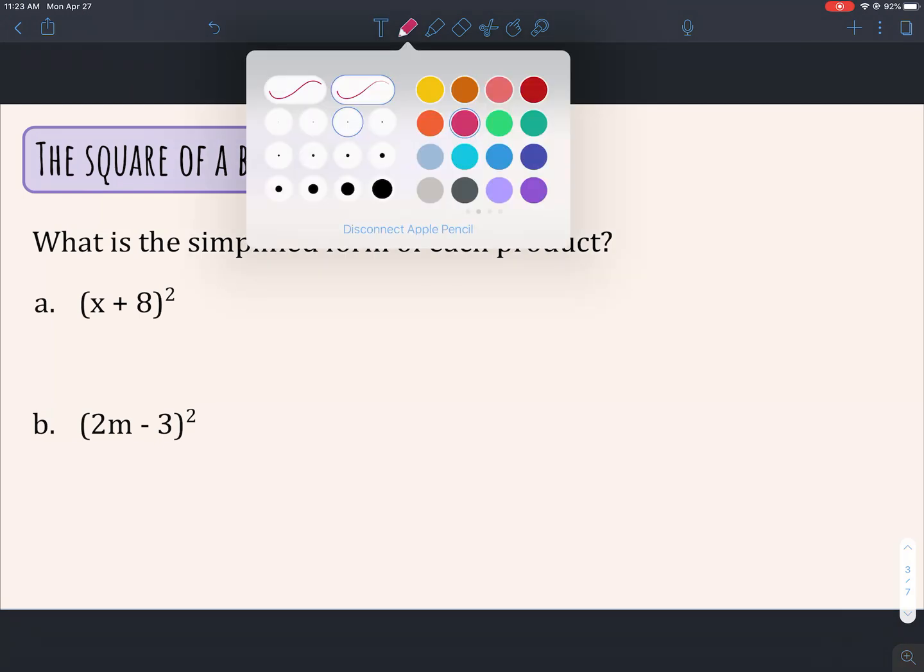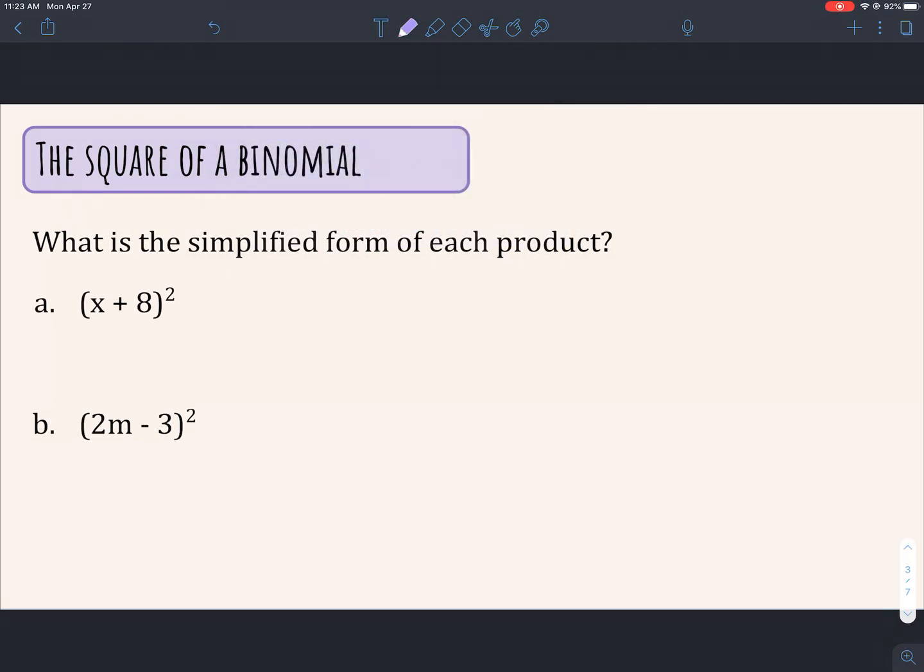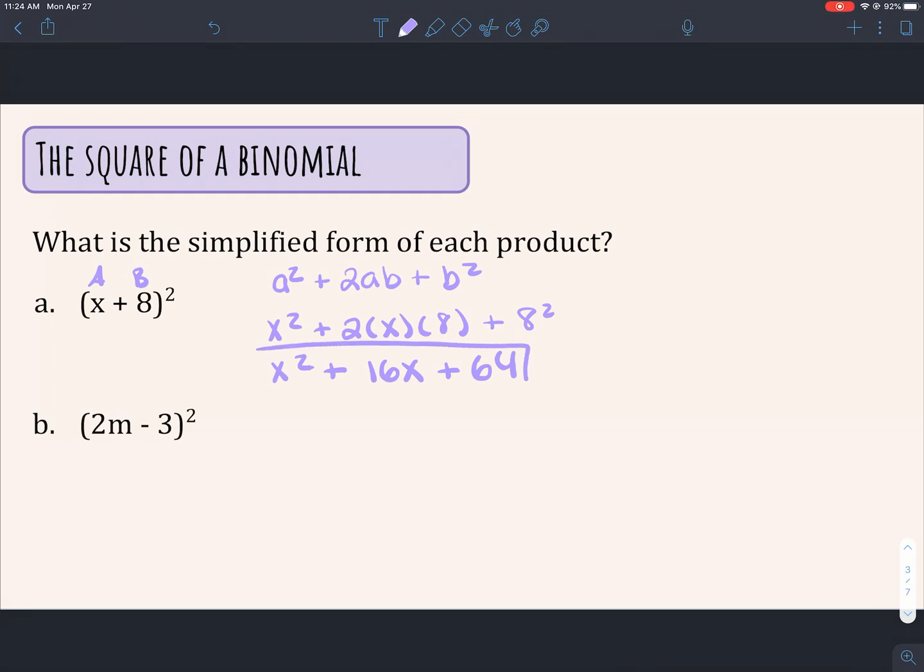So, looking at the first one, I know for a fact that this is going to follow the pattern of a squared plus 2ab plus b squared. So what I'm going to do is plug in the pieces. This is a, this is b. So, x squared plus 2 times x times 8 plus 8 squared. All I have to do is simplify this now. X squared plus 16x plus 64. There's our answer. And of course, I could FOIL.